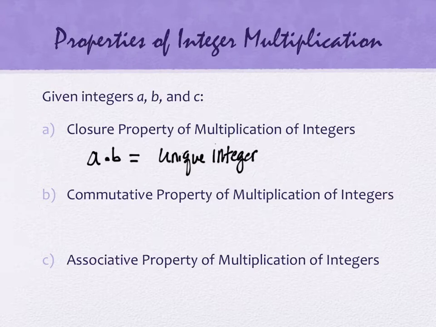The second one is the commutative property. So what does the commutative property say? Good, you can switch the order: A times B is equal to B times A. Right, 5 times 2 is 2 times 5, always and forever. And it works with integers too. Negative 2 times 5 is 5 times negative 2.